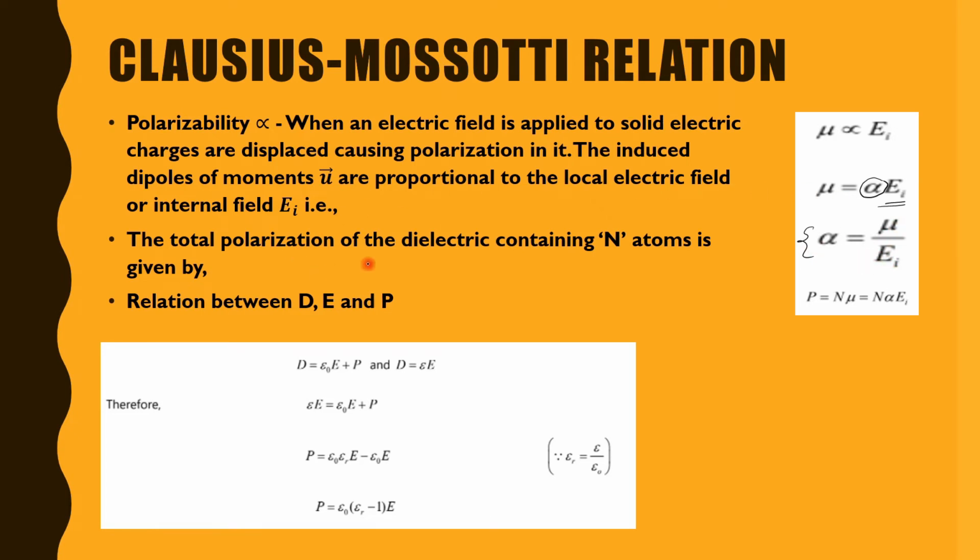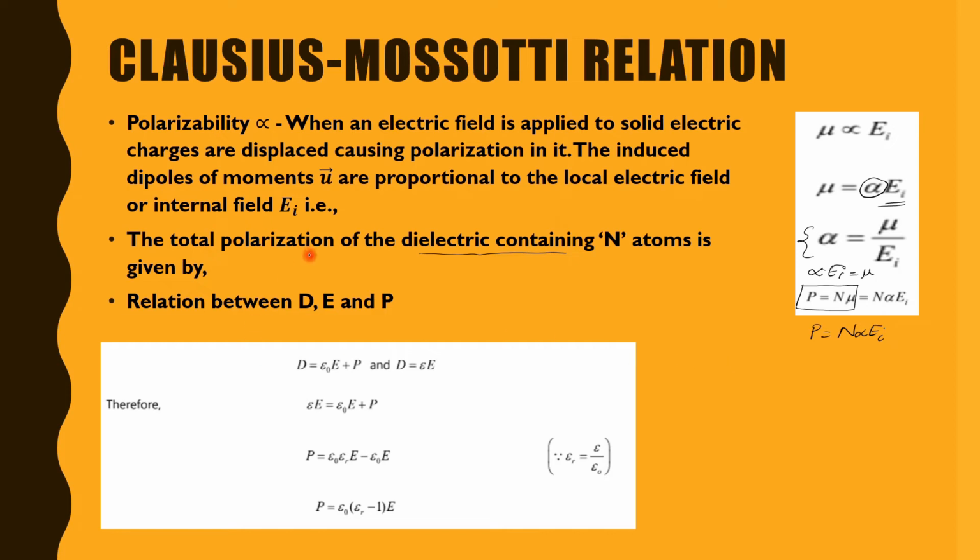Now the total polarization of a dielectric containing N atoms: we already know this formula from polarization. In place of mu, we write alpha E i, since mu equals alpha E i. So we get P is equal to N alpha E i.